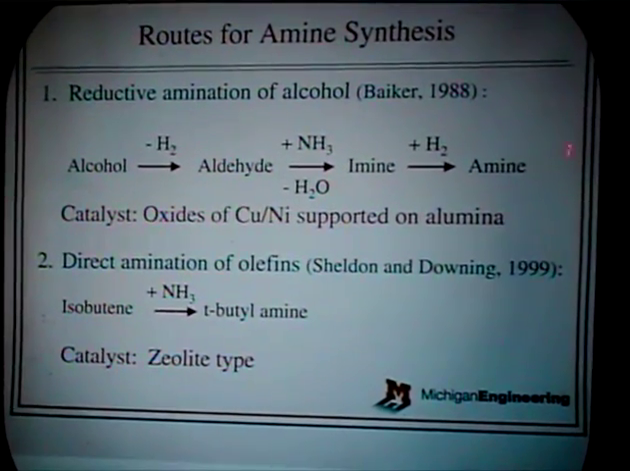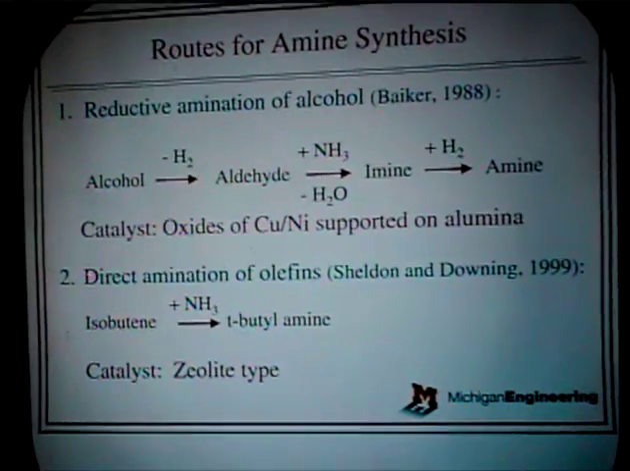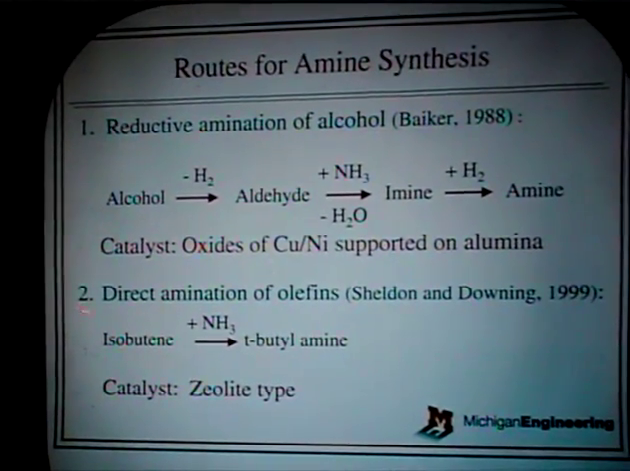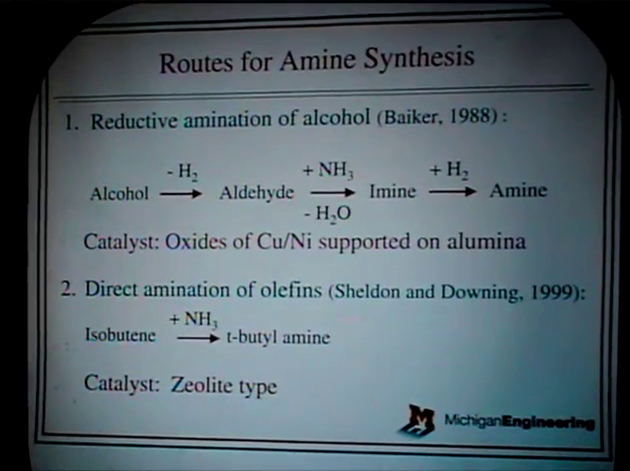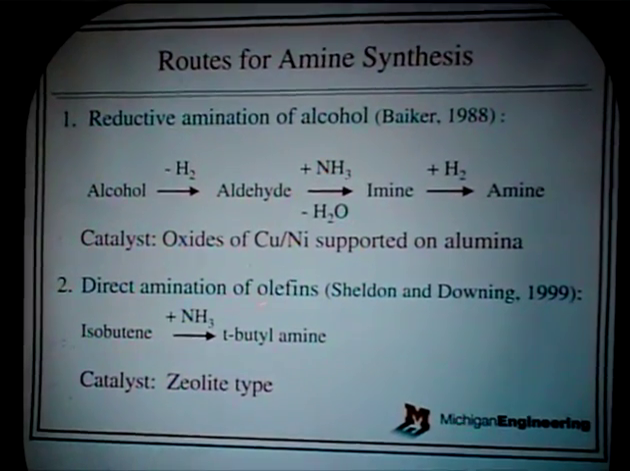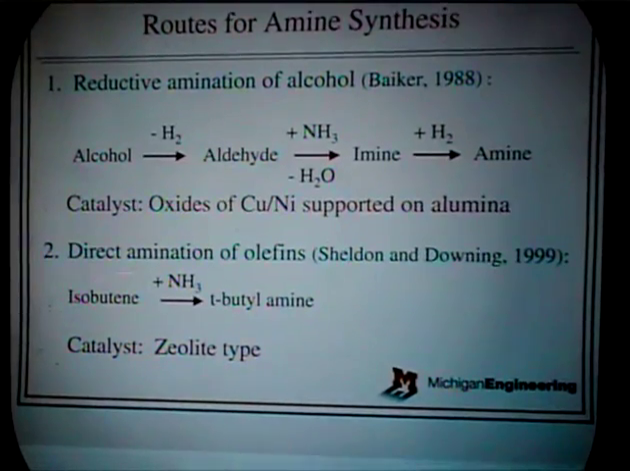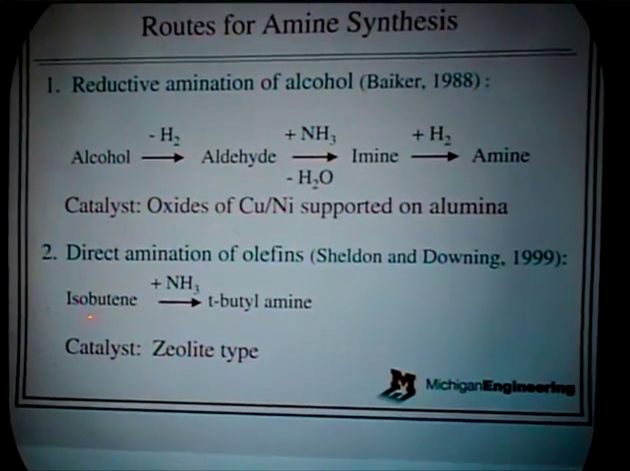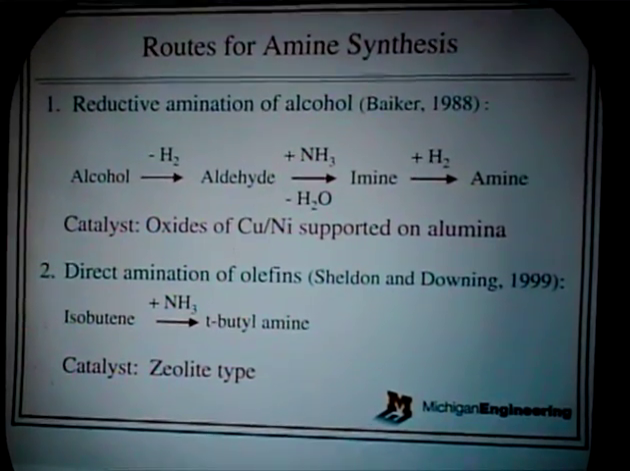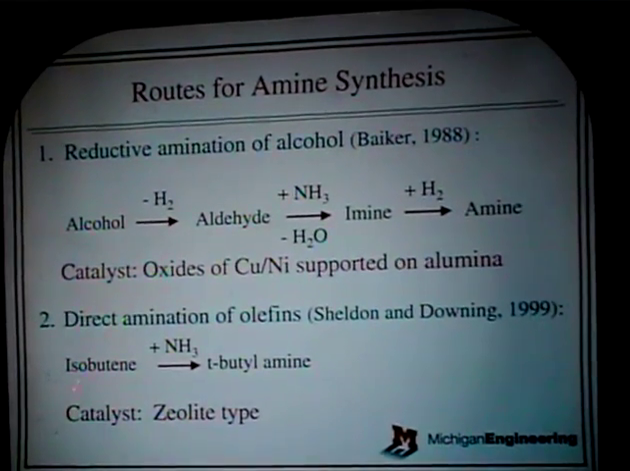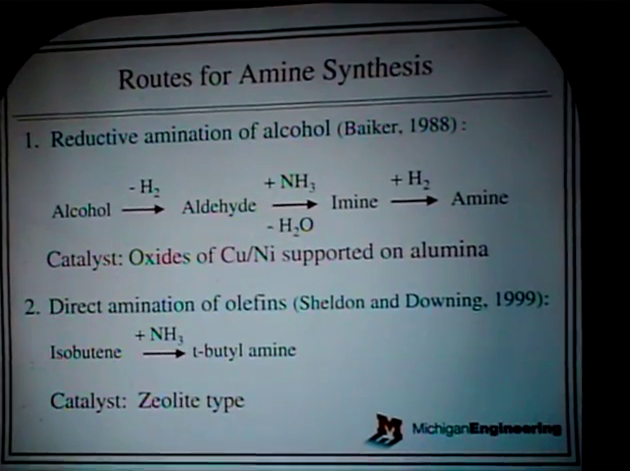This is the main route used commercially for the production of amines. Another route, though not very common, is still used by BASF for the manufacture of tertiary butylamine from the reaction of isobutene with ammonia. This is the direct addition of ammonia to olefin, and here zeolite-type catalysts are used.